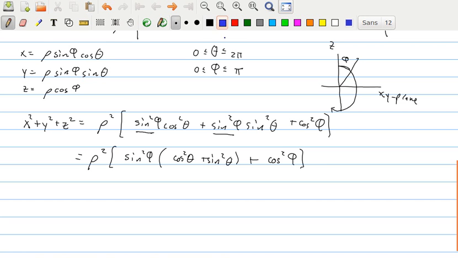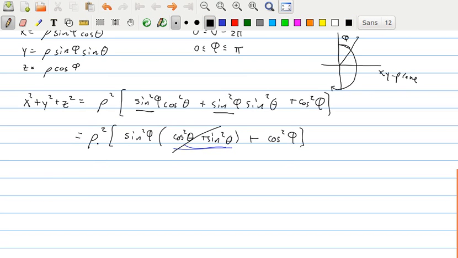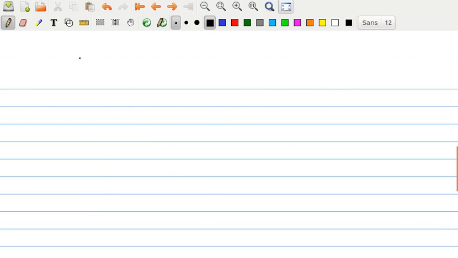Okay, and now cosine squared plus sine squared is 1. So this is out of the picture. We're left with rho squared times sine squared phi plus cosine squared phi. And again, this is 1. So that's out of the picture, and we just get rho squared. So that was a lot of work just to say that rho squared is the sum of the squares of the x, y, and z. So that gives us our first spherical identity, that rho squared is x squared plus y squared plus z squared.